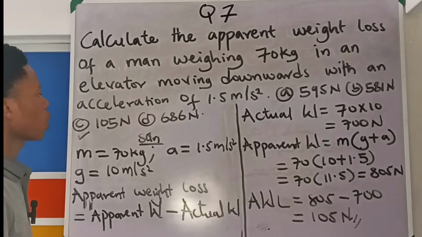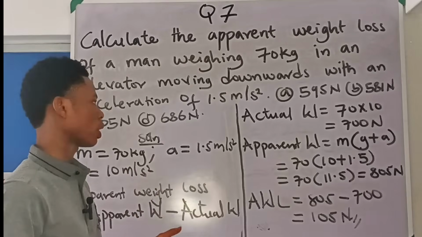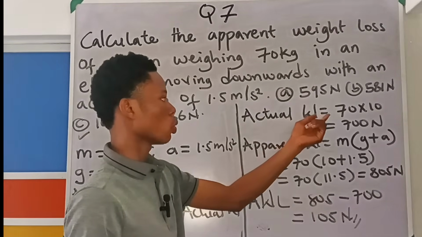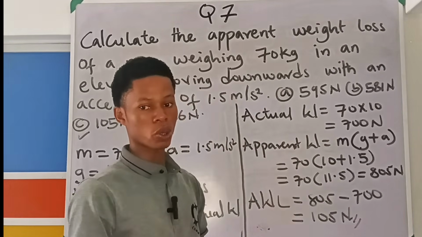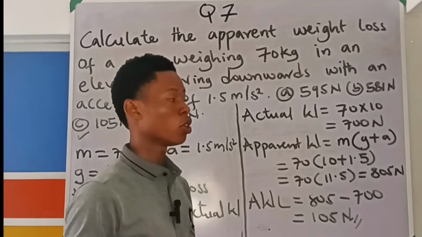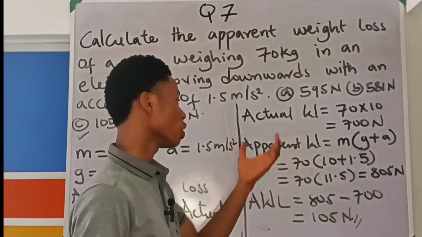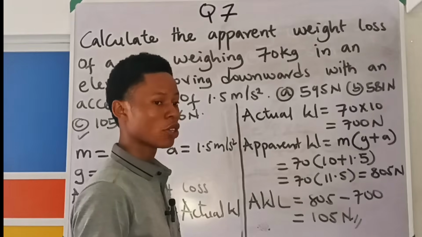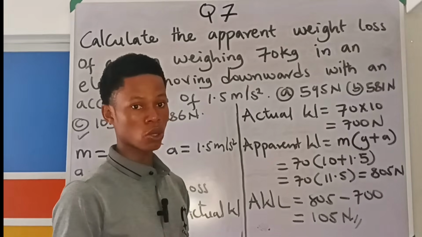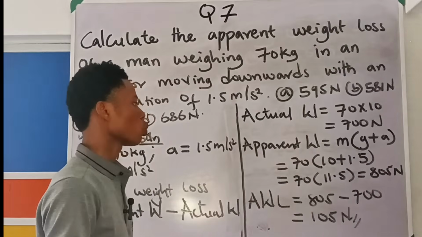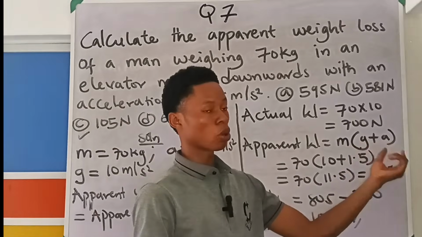So anytime you get something like this, just calculate your actual weight. The actual weight is just the mass times acceleration due to gravity. So the mass times 10 will give you the actual weight. They can give you acceleration due to gravity as 9.8, you still use that. Then the apparent weight is just the mass times G plus A.